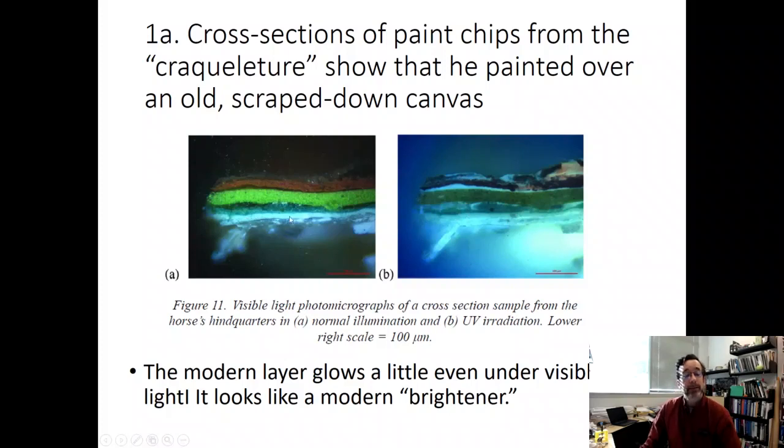Oh, and this is the most important thing. The one on the left is under UV light. The one on the right is under visible light. And you see how you have this layer that's glowing sort of blue even under visible light. So the ground layer has a whitener in it. And that is really strong evidence that it was made in the 20th century. You can also see the green layer, the red layer. You can see all the layers here. And you can anticipate which layer was laid down first. First the white, then the dark layer, then the green, then the red.